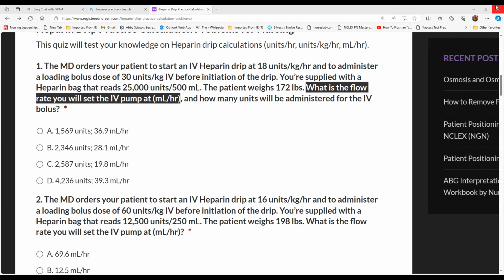All right, so we've taken those things. Everybody has their weight now. Everybody has the dose that is ordered, and everybody has their desired dose on hand, correct? Correct. All right, so we're going to go to the white screen. The first thing we're going to do is take our weight, which is 172 pounds, and we're going to do what to convert it to kilograms?